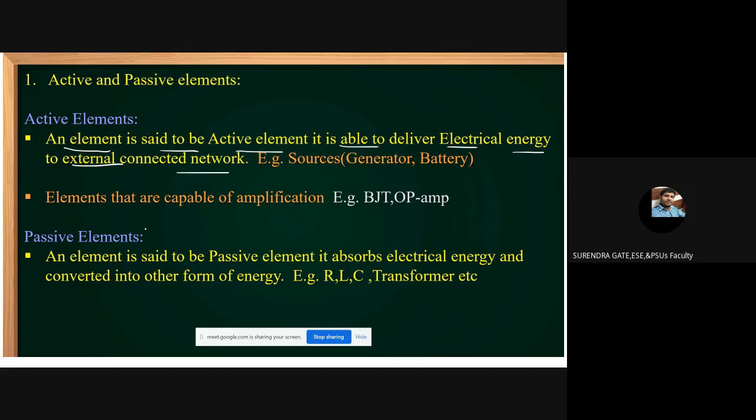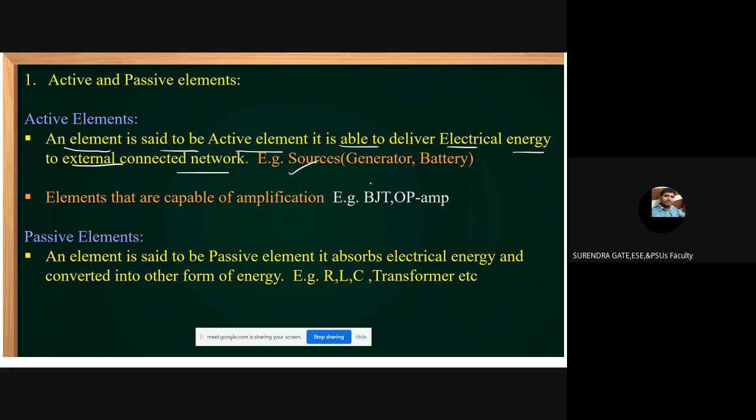An element that is able to deliver electrical energy to the external connected network is nothing but an active element. What are the examples of active elements? All the sources, like generator and battery, are active elements. One more point to remember, students: elements that are capable of amplification are also active elements.